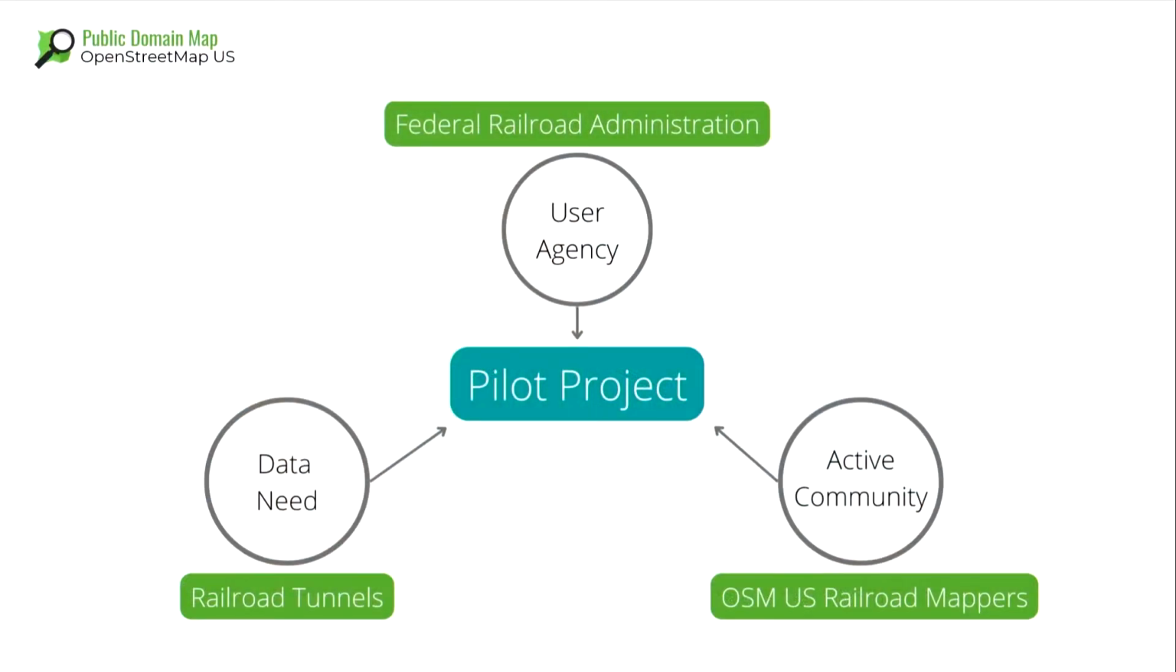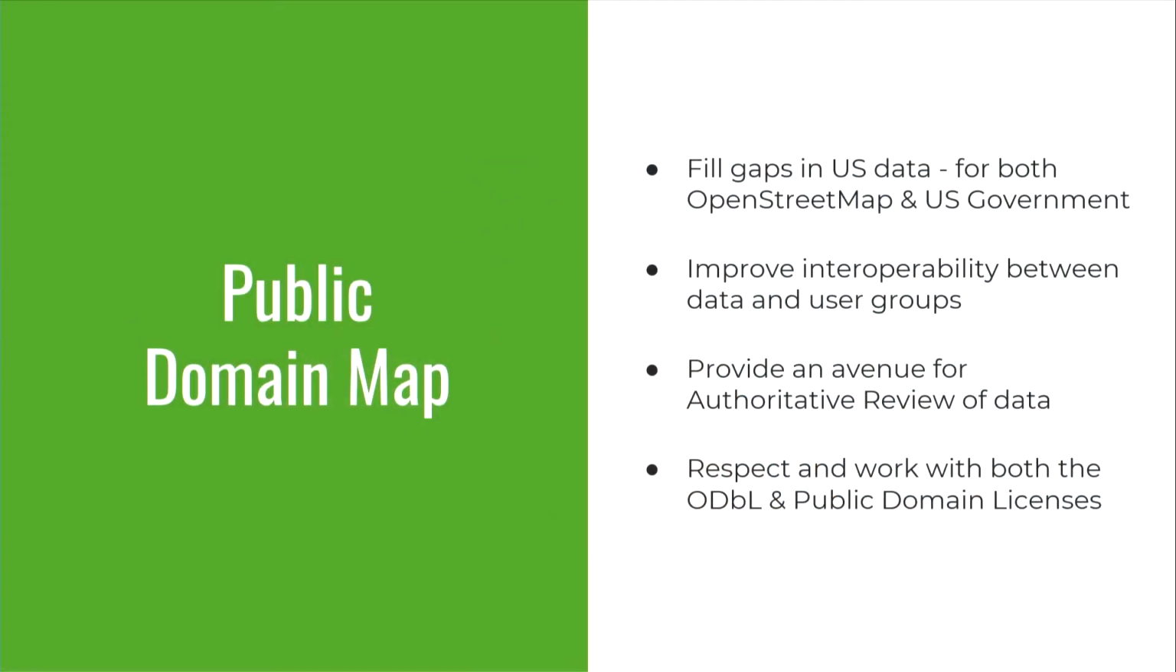When we formed the government committee, one of the first questions that came up around data exchange was, how do we expand this work? Right now, government data can be used by OpenStreetMap as a public domain data set, but how do we expand that and leverage the power of the OpenStreetMap community to get OpenStreetMap data back into government data sets? So we started with a pilot project to get OpenStreetMap community members to map for targeted data needs for users like the Federal Railroad Administration. To do that, we're building Public Domain Map.